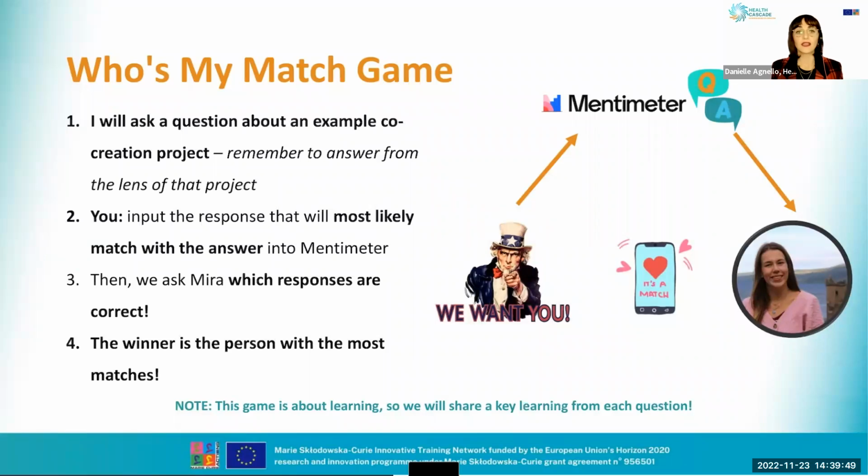Next slide. In terms of how the game will actually work, we'll be using the same tool you've already been using today. We're going to ask you a question about the example co-creation project. So really remember to focus when you get introduced to the project so that you can think through that lens. And then you'll put in the response that you think will most likely be the correct answer.